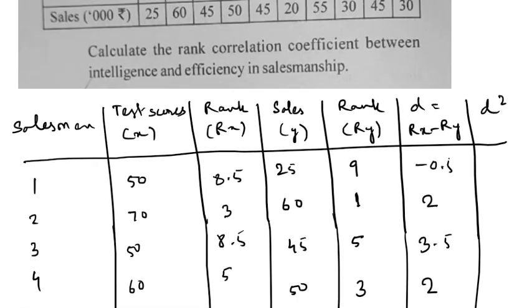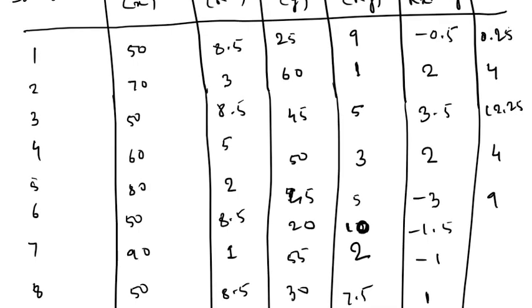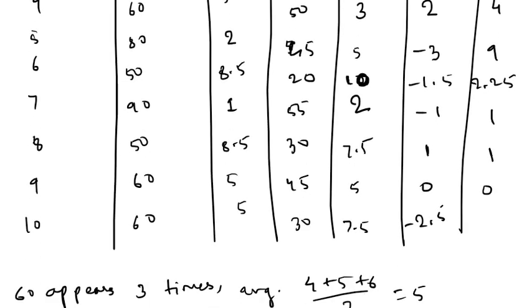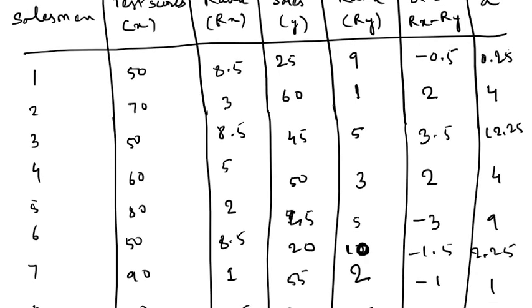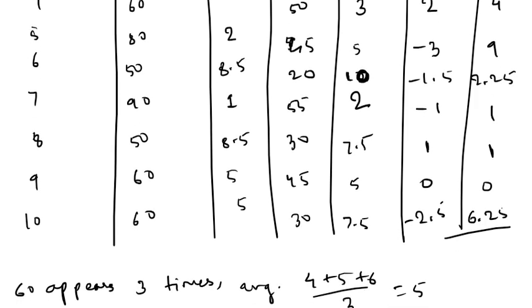Now we have to do the square. Minus 0.5 square, 0.25. 2 square, 4. 3.5 square, 12.25. 2 square, 4. Minus 3 square is 9. 1.5 square, 2.25. 1 square, 1. This is again 1. Then you have 0. Minus 2.5 square is 6.25. So let's do the summation. All the summation, we get 40.